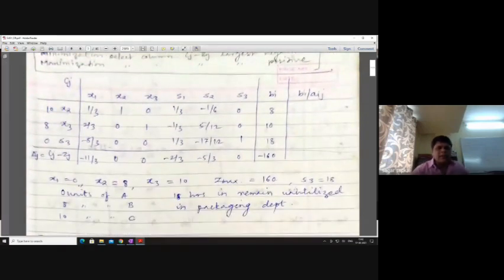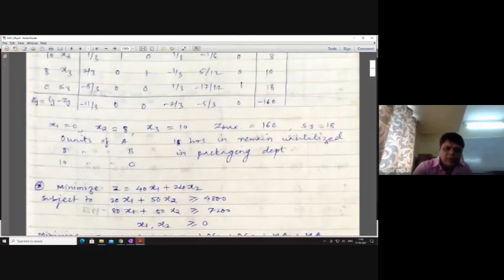Now similarly you can see here also. What are the variables? X2, X3 and S3. Now if you check with X2, X3 and S3, you will find that 1, 0, 0, 0, 1, 0 and 0, 0, 1. Am I right? Identity matrix. So they can take the BI values directly for this particular variable. Are you getting it? Now, what are we interested in?